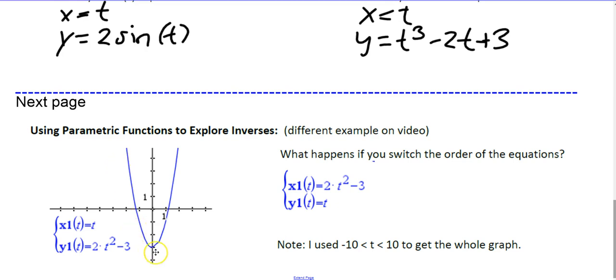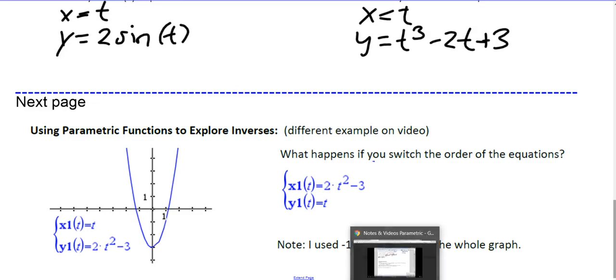I have graphed a parabola here in parametric form. X equals t, y equals 2t squared minus 3. Notice, since x equals t, I could just call this y equals 2x squared minus 3 in regular form, in rectangular form. Now let's see what happens when we switch the equations. Instead of x equals t and y equals 2t squared minus 3, I'm going to do it the other way around. X equals 2t squared minus 3 and y equals t. Note, I use negative 10 to 10 to get the whole graph. I think I can actually use negative 6.28 to 6.28 and get the whole graph anyway.